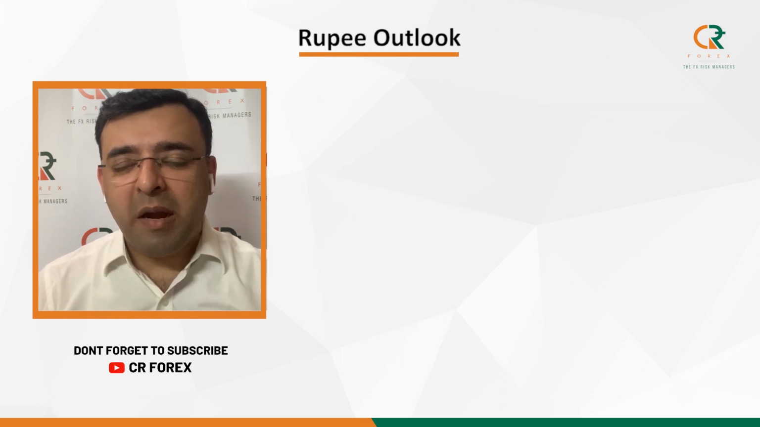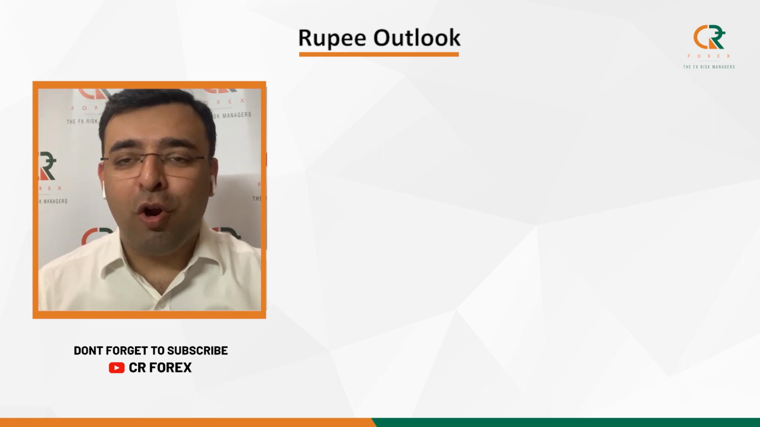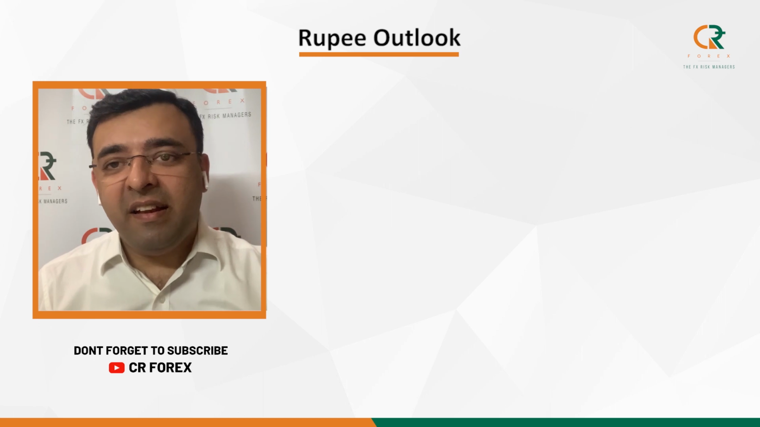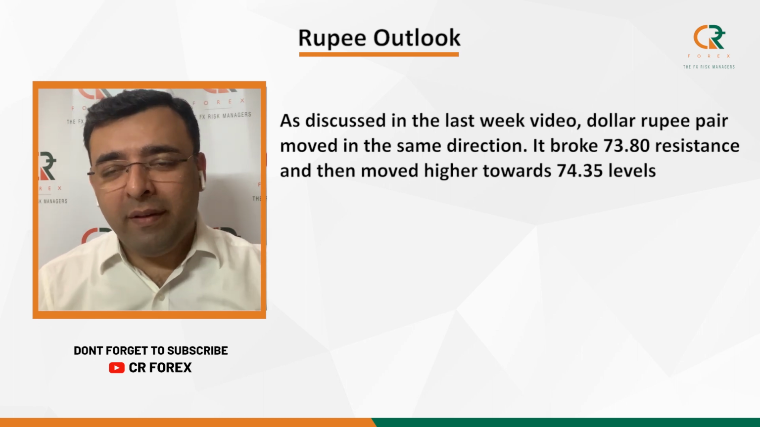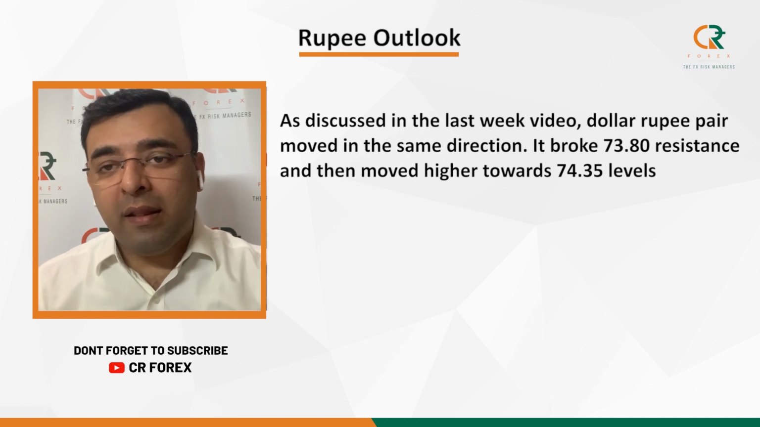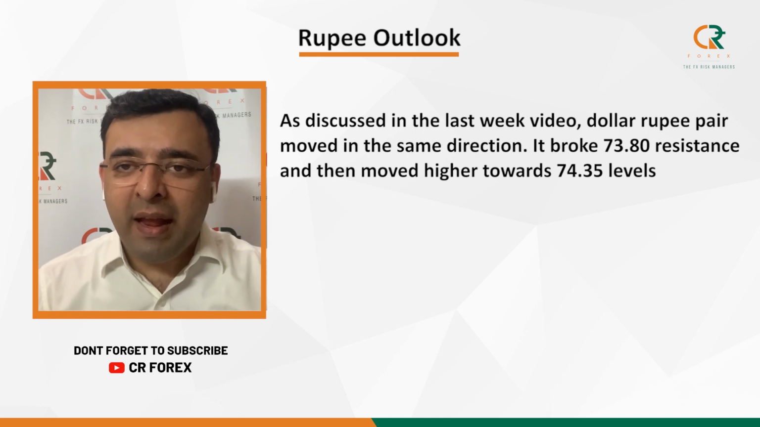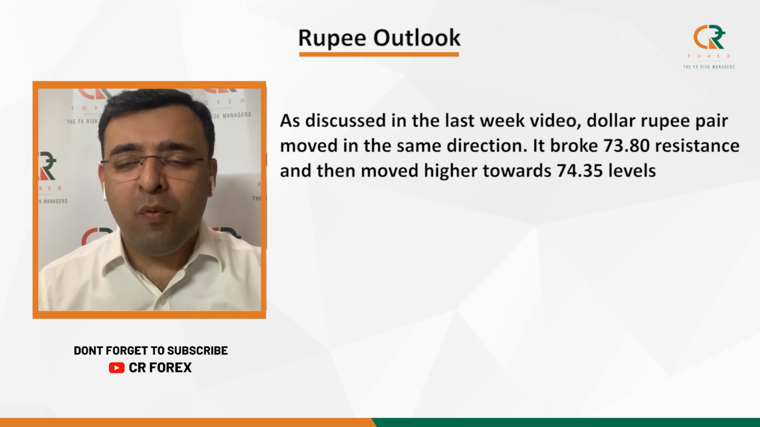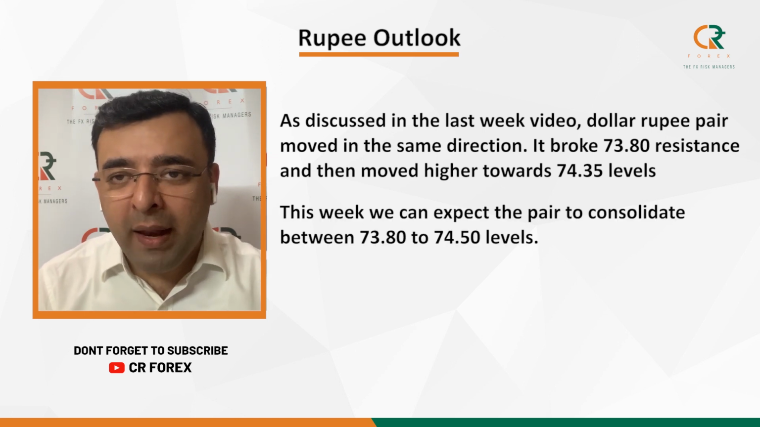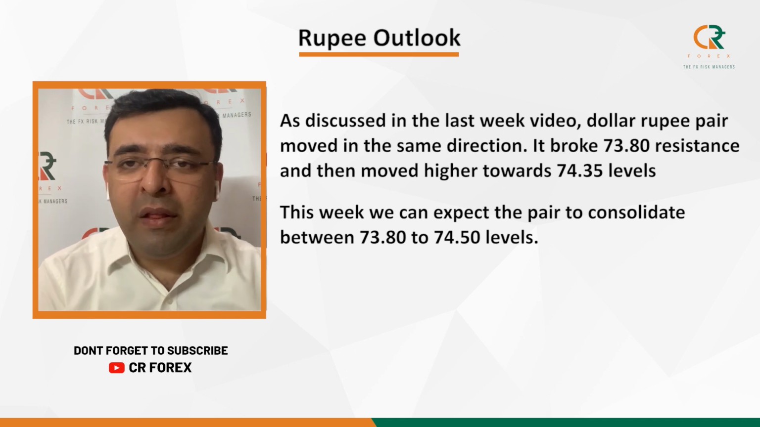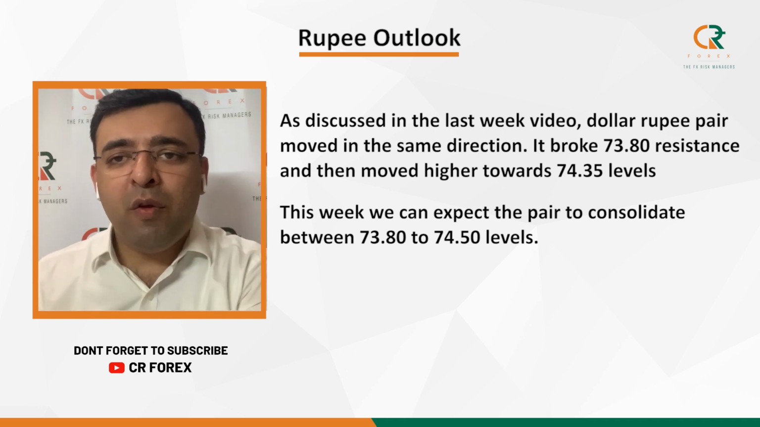Now let us move to the second part of the presentation, which is our all-time favorite. What is the outlook for dollar rupee pair? As discussed in the last week video, dollar rupee pair has made a bottom close to 73.60 and it has broken the key resistance of 73.80 and moved higher towards 74.35. In this particular week, we are expecting dollar rupee pair to consolidate between 73.80 to 74.50 levels.